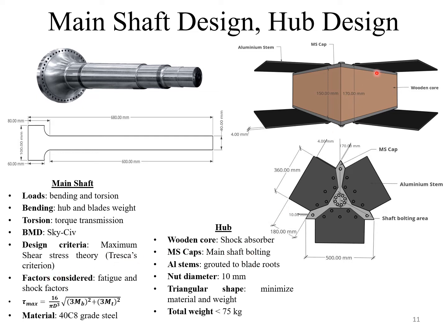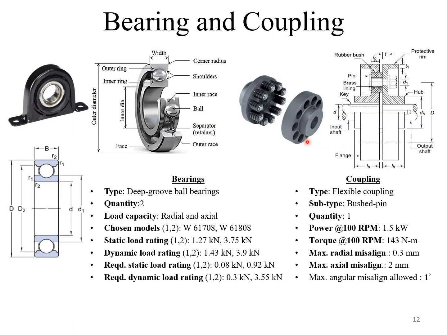The hub is the element which connects the blade to the main shaft. It transmits the blade aerodynamic torque as a mechanical torque to the main shaft. The hub is designed as a wooden equilateral triangle sandwiched between two mild steel plates. The two mild steel plates are required for bolting the stem to the hub and shaft to the hub. The six aluminum stems are cast into the root of the GFRP blade during the blade fabrication process. The stems are bolted on the mild steel.